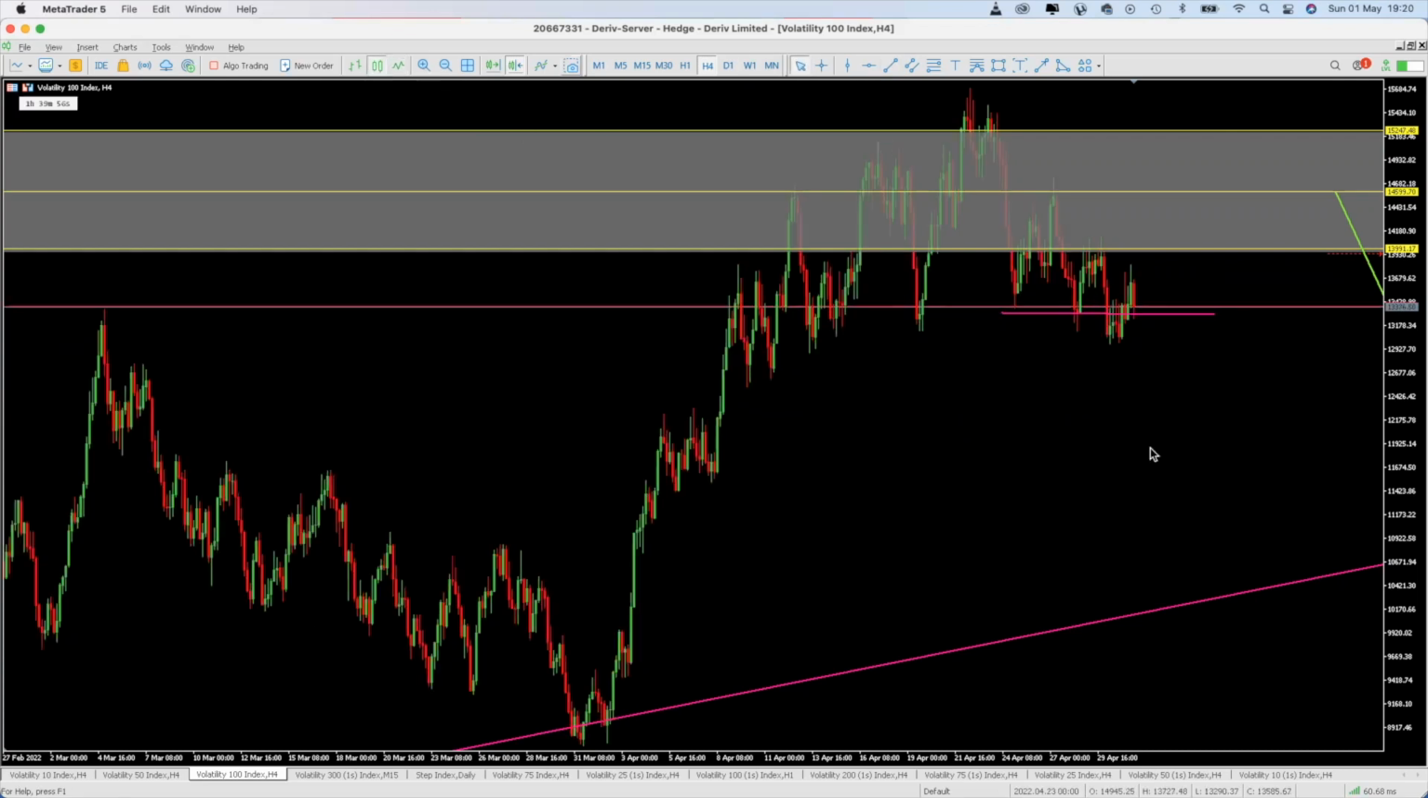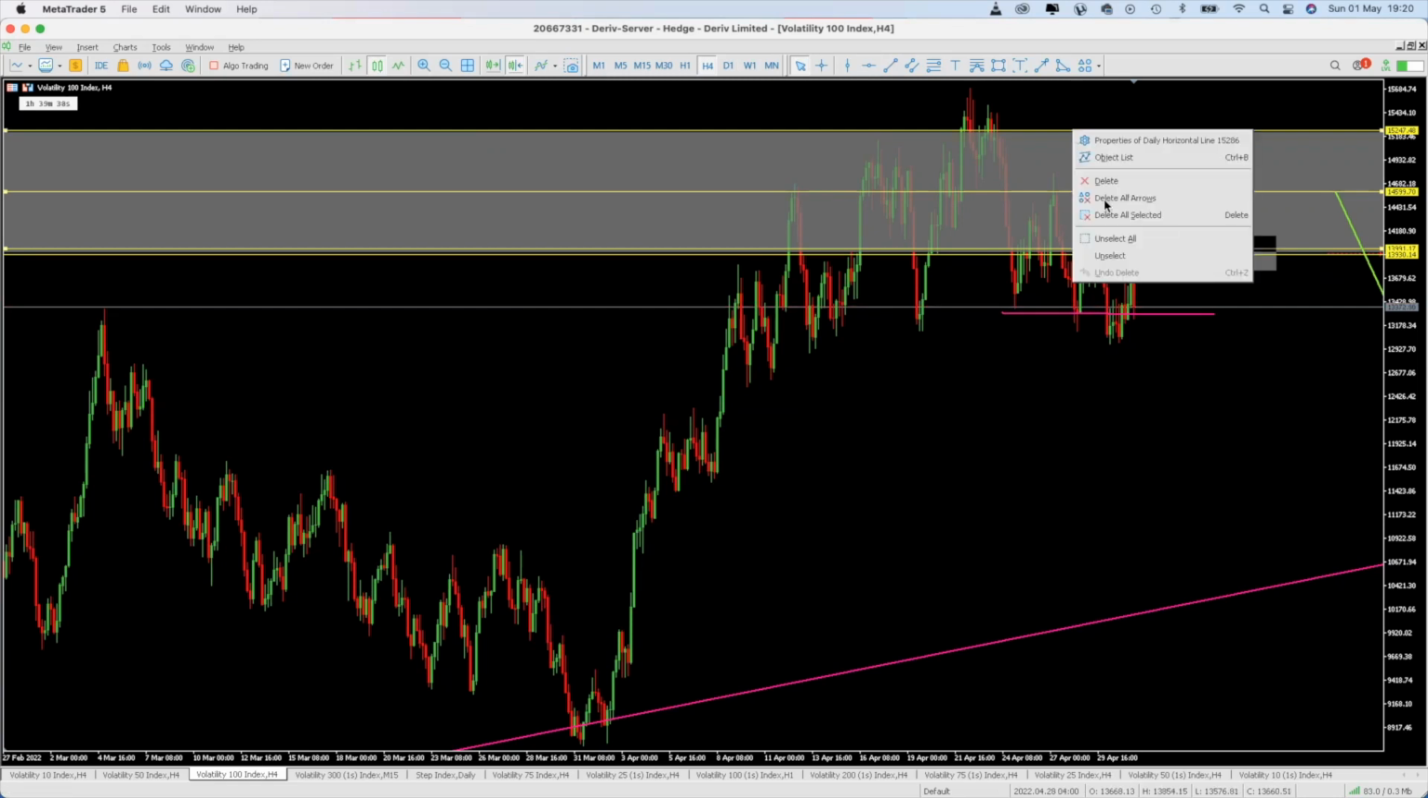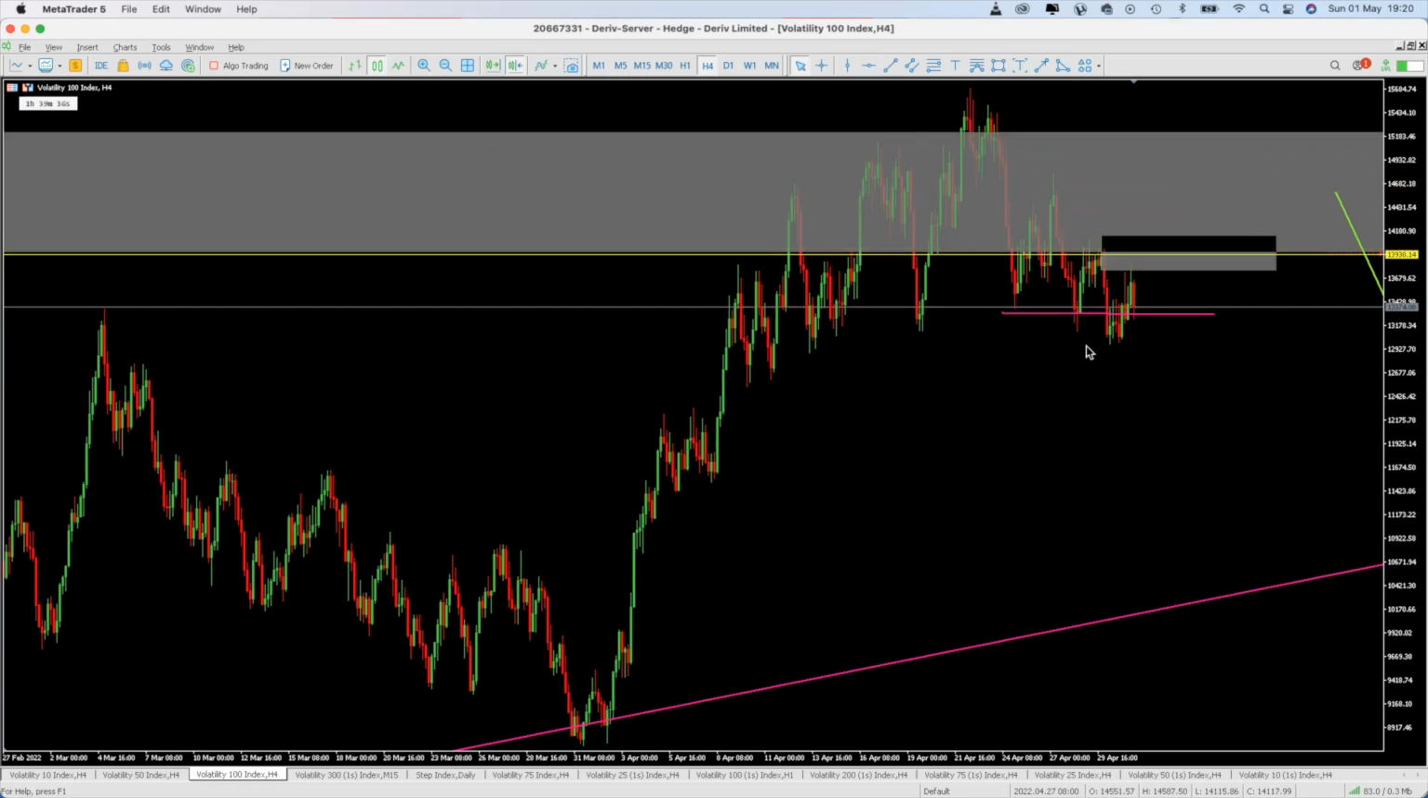If I go to the 4-hour, we can see that this is an order block. It was tested, but to me this is not really reliable. I like for my order block to be tested at the 50%. I like the 50% to be touched before I can trade this market.